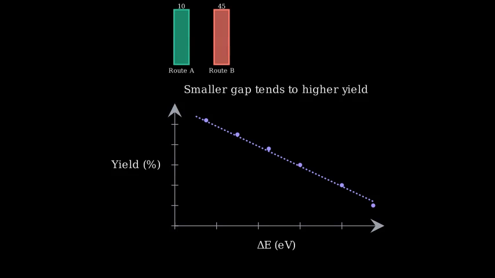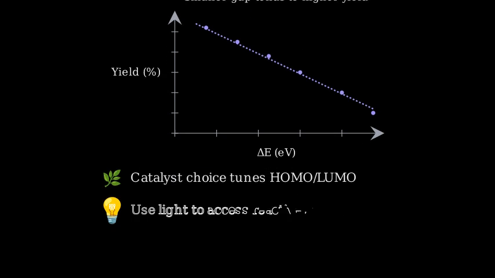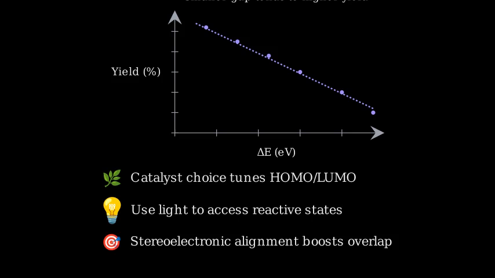In practice, green levers include selecting catalysts that stabilize the LUMO or raise the HOMO appropriately, using light to access excited states instead of heat, and aligning orbitals through stereoelectronic control. These molecular level choices reduce temperatures, solvents, and waste.